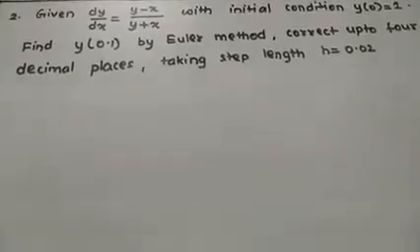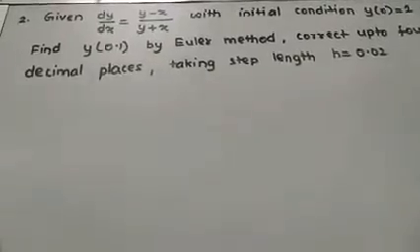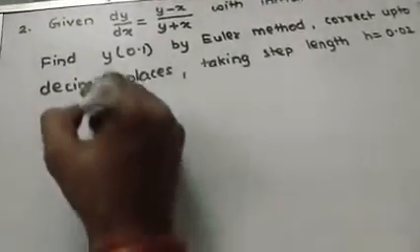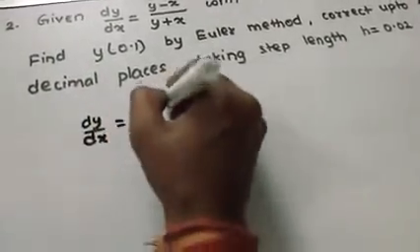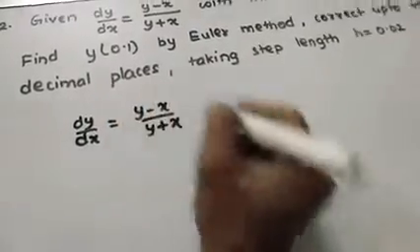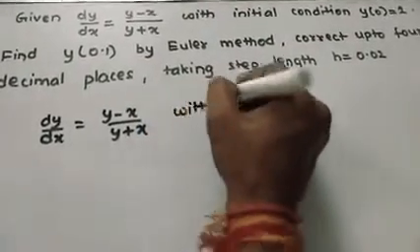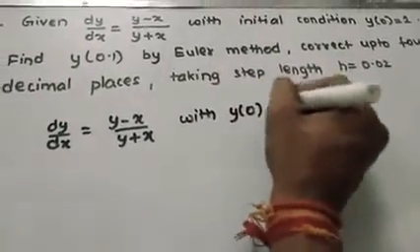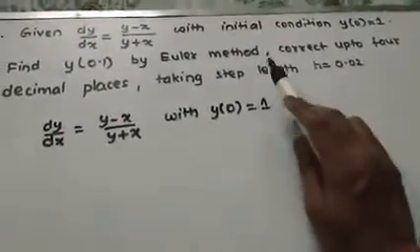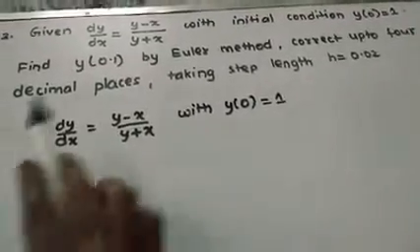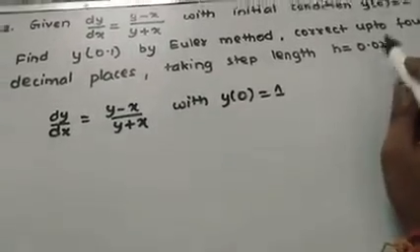Now here in this question, given dy by dx equals to y minus x by y plus x. Okay, so first of all let us write what are given to you. That is dy by dx equals to y minus x by y plus x, with the initial condition, that is y of 0 equals to 1. We have to find y of 0.1 by Euler's method, correct up to 4 decimal places, taking step length. Now what is the step length? 0.02. That means by this step we will proceed.